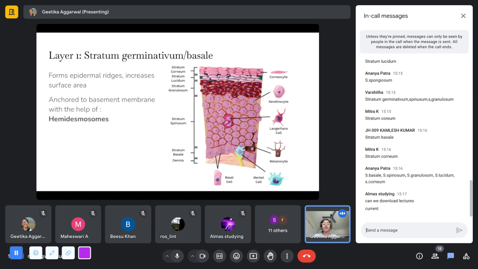The cells of this layer are anchored to the basement membrane by structures called hemidesmosomes. It's an important term that you would like to remember, that the cells of the stratum basale are attached to each other as well as to the basement membrane by structures called hemidesmosomes. And the different cell types in this, as I said earlier, include the basal cells or the stem cells from which the keratinocytes start to differentiate and then move upwards. And then there are the Merkel cells, and then there are the melanocytes.